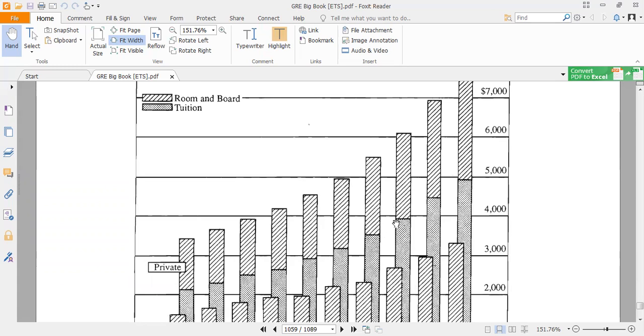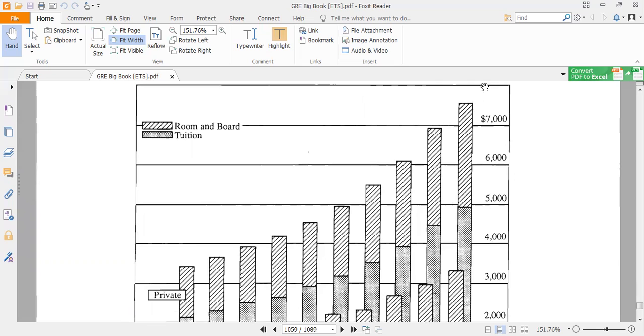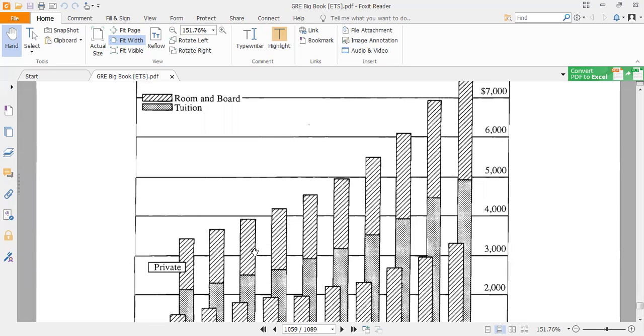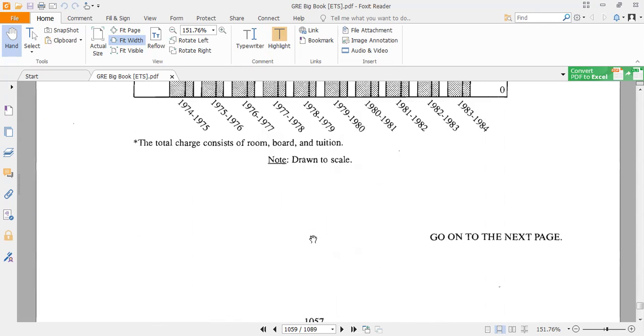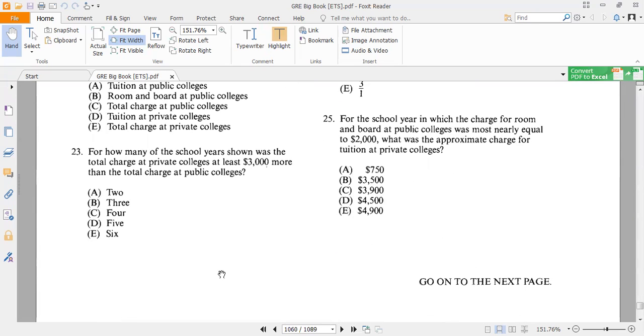So how many of the years have we found so far? 1, 2, 3, and 4. And after this, they should definitely be less than 3000. So the correct answer should be option C, or 4. Yes, option C, or 4.